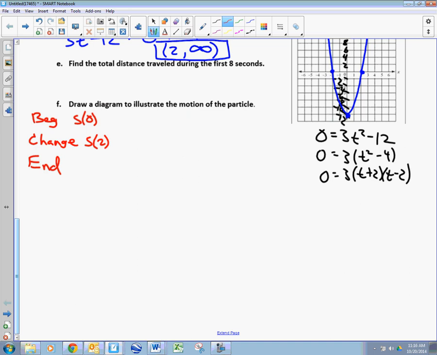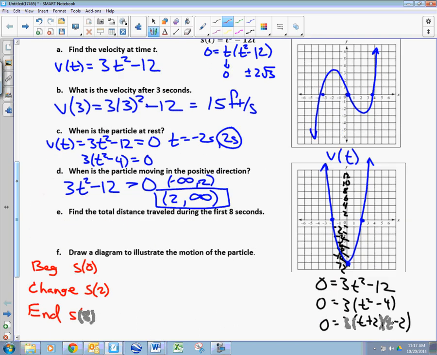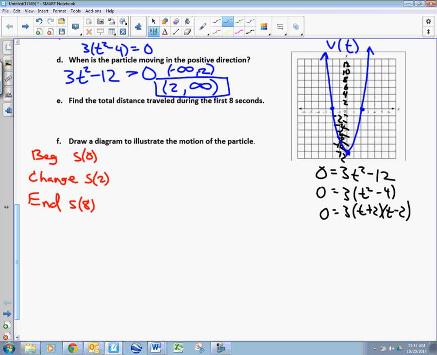And then what's the end time? 8. I want to know over the course of 8 seconds. Okay? So if I want to know where I'm at those times, do I plug it into the velocity function or do I plug it into the position function? Position. So we do S of 0. 0 to the third minus 12 times 0. 0. So I start at 0.